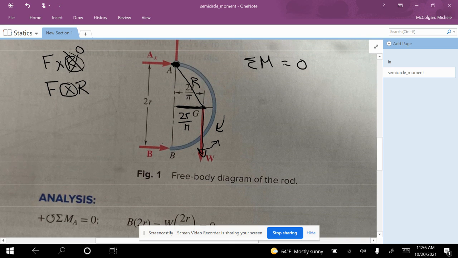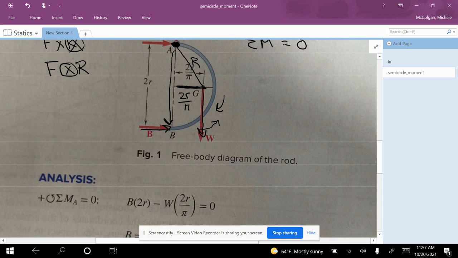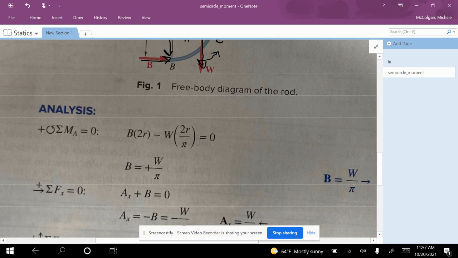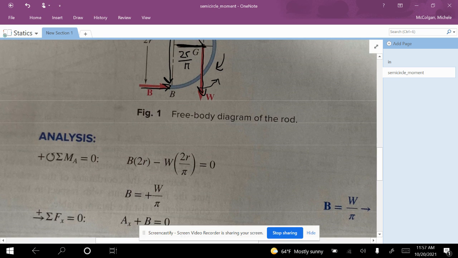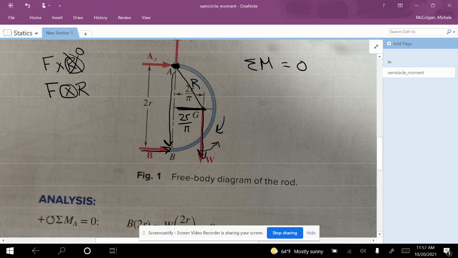And in terms of B, how far away is B? So B is this way, and its distance away is all the way here, around my point of rotation, and so that's going to be 2R. So that's where we get B times 2R in one direction and W times that 2R over pi in the other. And that's how we calculate the moment, and we can then calculate B because we know W, and then we do the sum of the forces, just like we did before. And I'll send this page along just so you have it. But I wanted to explain how we determine the components to plug in for F for the moments for G and the moments for B.